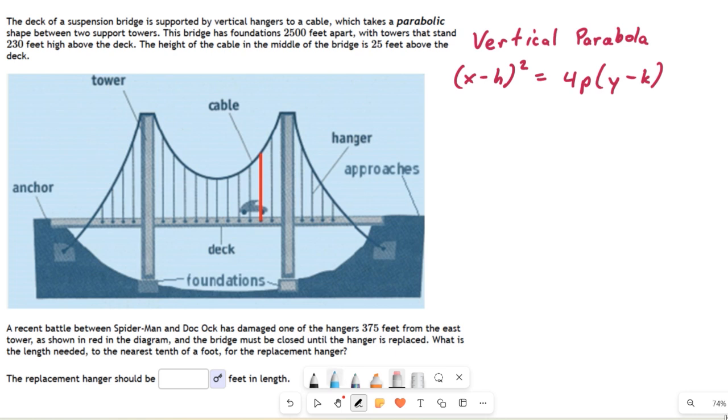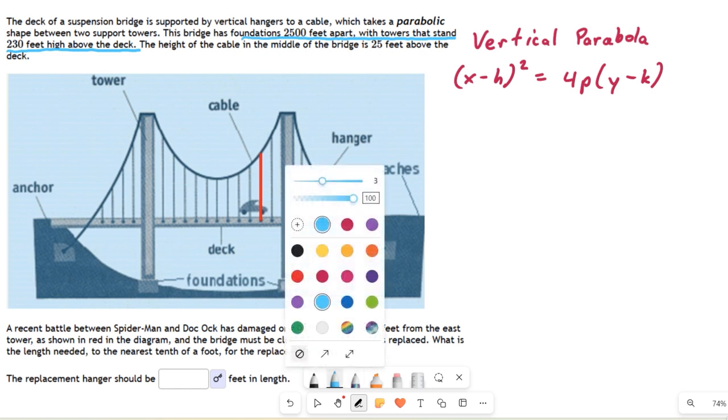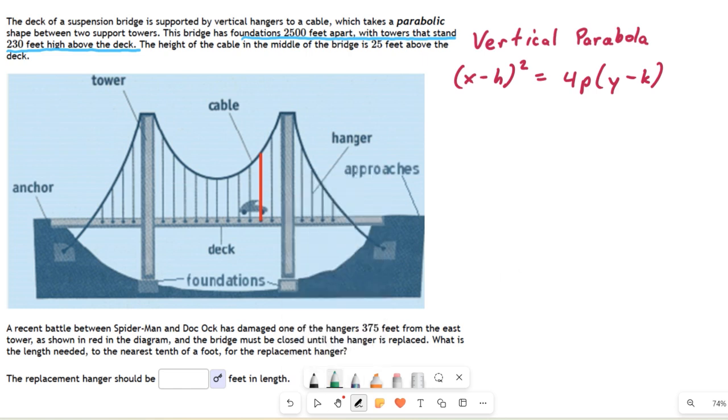But what we're going to do is take some of the information given to me, and you can see here's some. It tells me the distance between those two towers and the height they are above the deck. Okay, that's useful. And the next thing it tells me is the height of the cable in the middle of the bridge, right here, 25 feet above the deck. So I'm going to use those two pieces of information.